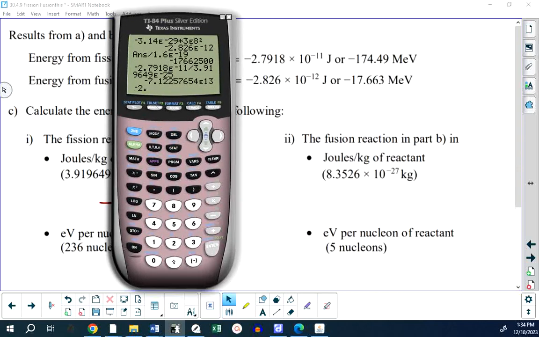Negative 2.826 times 10 to the negative 12. It was less energy. Divided by, but it's less mass, 8.3526 times 10 to the negative 27. So I'm taking the energy in joules divided by the mass in kilograms, just double checking the numbers. It's more. This is a huge advantage with fusion as well.